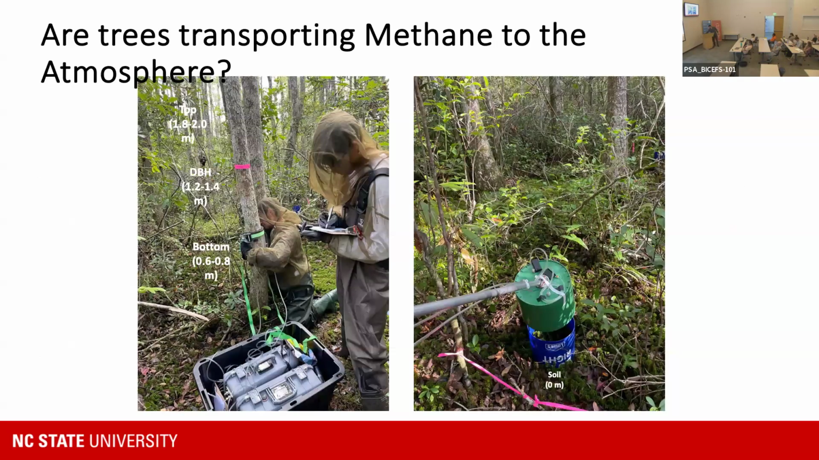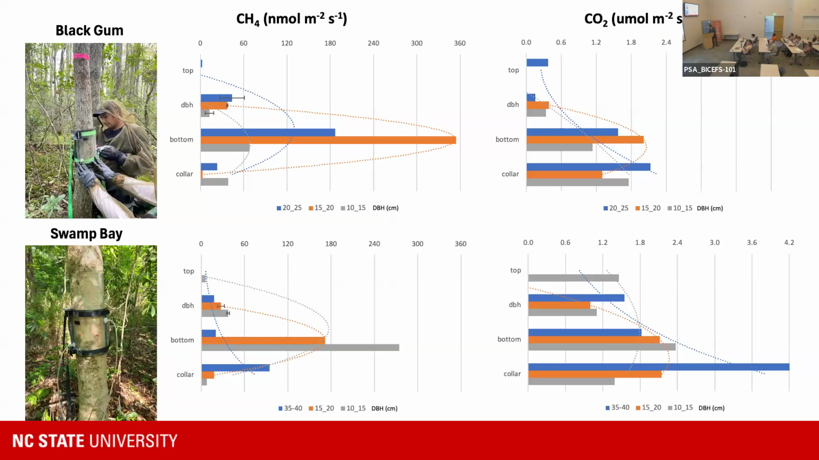Okay, so now moving to whether trees are transporting some of the methane. We are currently starting a sampling campaign where we're sampling those 4 species that I told you about at 3 different heights: at the bottom, at the diameter at breast height, and at the top, along with chamber measurements to understand how much trees are actually transporting methane.